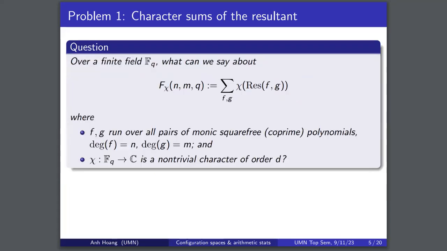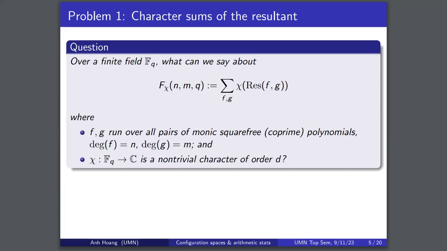All right. So the question that we're concerned with is that over a finite field F_q, what can we say about this sum that's given, written on the right hand side here: the sum over polynomials f and g that are monic square-free polynomials of degrees n and m. We're summing over chi of res(f,g), where chi here is a non-trivial character of order d. So that is a homomorphism from the multiplicative group of F_q to C. This is a pretty standard exponential sum that people usually consider in number theory.